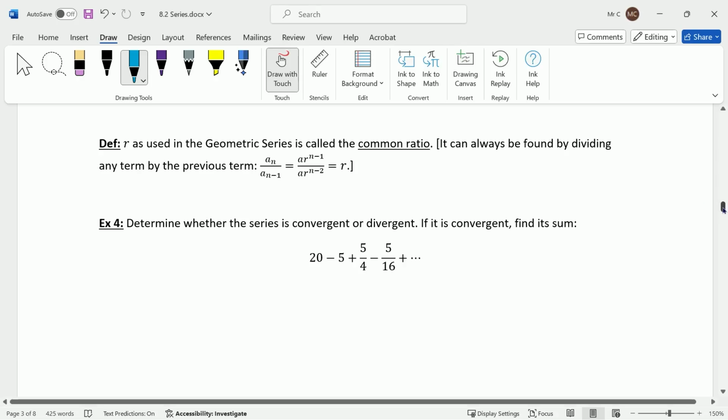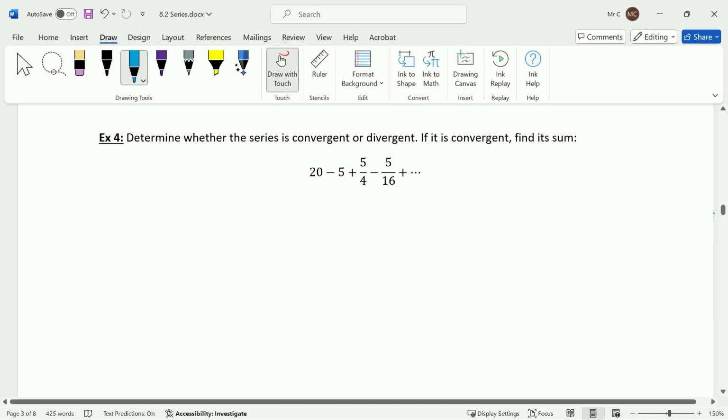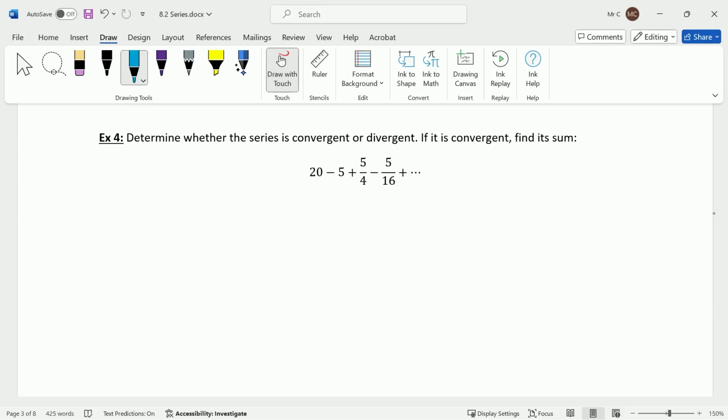Now, with that in mind, let's take a look at example 4 here. Determine whether the series is convergent or divergent. If it is convergent, find its sum. So we've got 20 minus 5 plus 5 fourths minus 5 sixteenths. So I'm going to take each term, a2 over a1, and divide it. Negative 5 over 20, that's negative 1/4. And then we'll do a3 over a2. That's 5 fourths divided by negative 5. That's also negative 1/4.